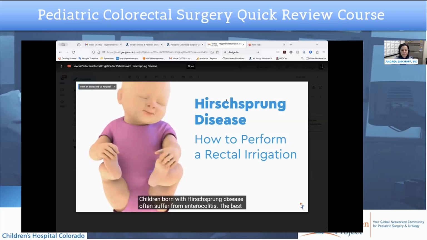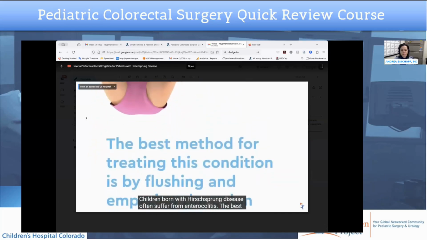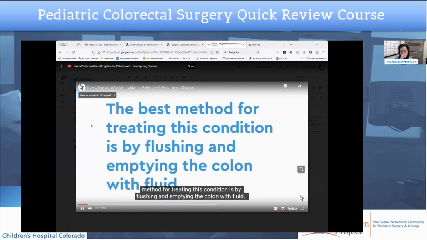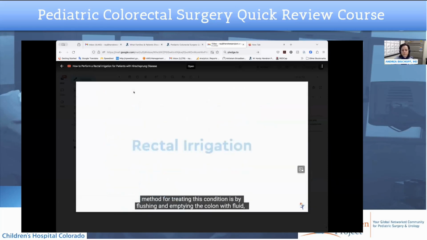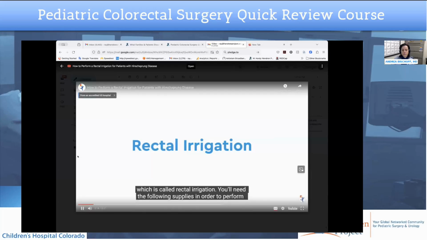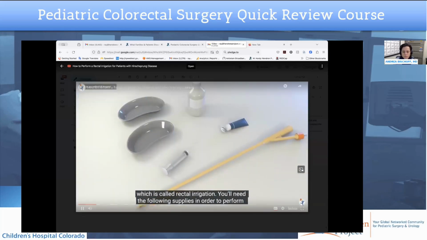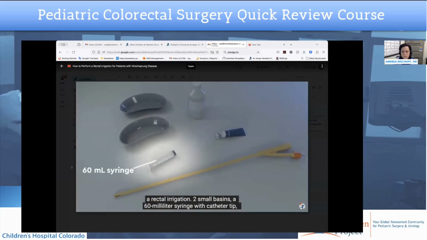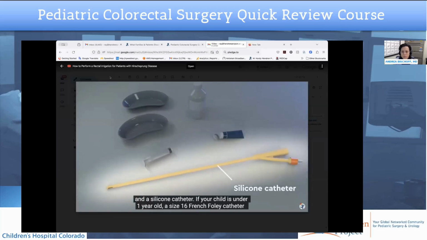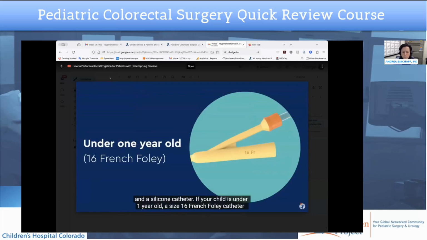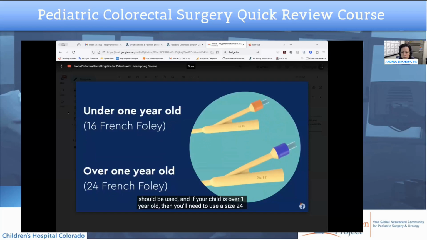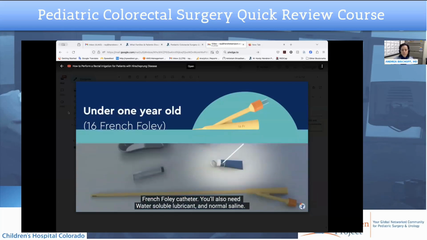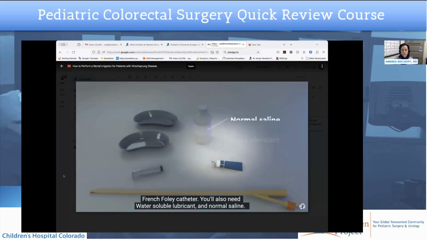Children born with Hirschsprung disease often suffer from enterocolitis. The best method for treating this condition is by flushing and emptying the colon with fluid, which is called rectal irrigation. You'll need the following supplies in order to perform a rectal irrigation: 2 small basins, a 60 milliliter syringe with catheter tip, and a silicone catheter. If your child is under 1 year old, a size 16 French Foley catheter should be used. And if your child is over 1 year old, then you'll need to use a size 24 French Foley catheter. You'll also need water-soluble lubricant and normal saline.